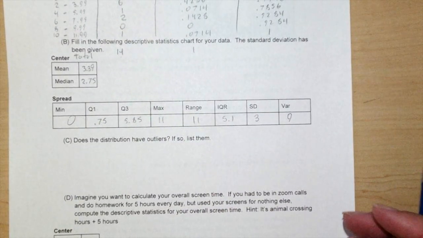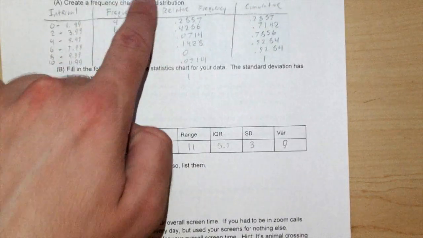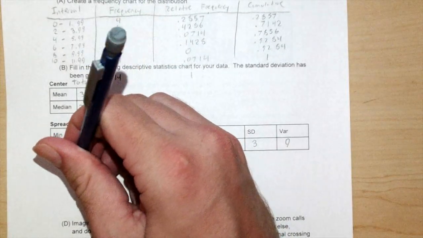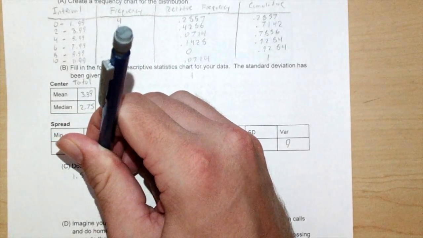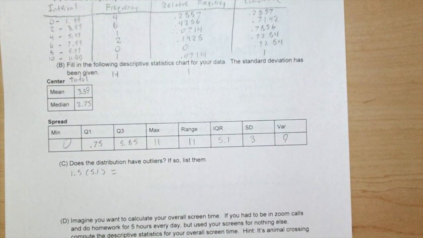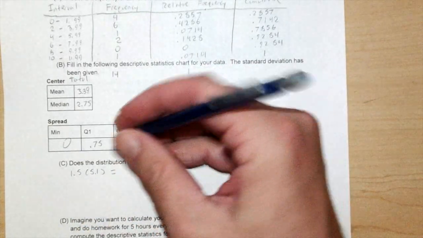So the first thing we're going to try to figure out is, does our distribution have outliers? And when you have the data set itself, you can actually figure it out. If I'm just looking, we're really trying to figure out, is 11 an outlier? And the way we do this is the 1.5 times IQR method. So I take the IQR and multiply it by 1.5. So this is pretty cool. 1.5 times 5.1. Whoa.